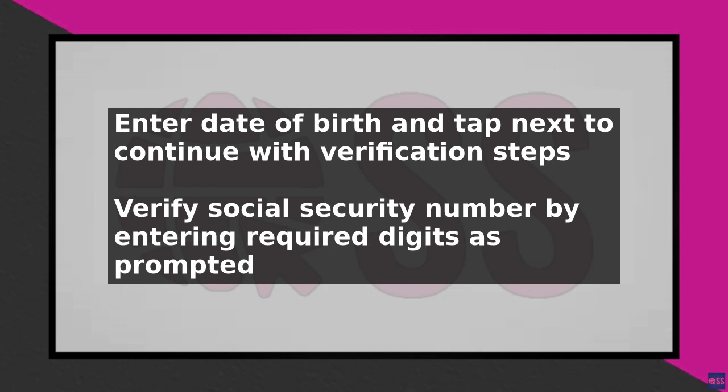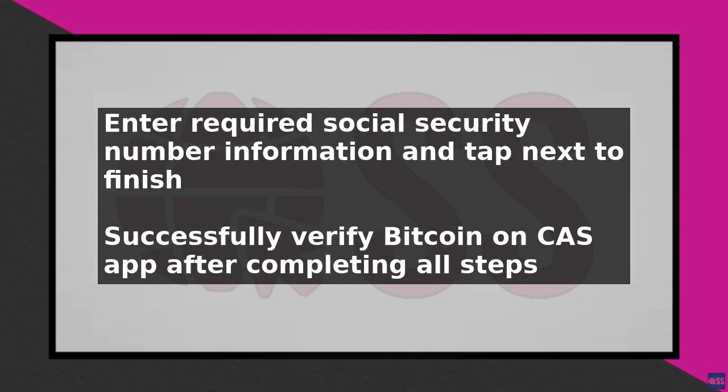The app will then ask you to verify your social security number, which may require entering your full SSN or just the last 4 digits. Depending on the prompt, enter the required information, tap Next, and you will have successfully verified Bitcoin on your CAS app.